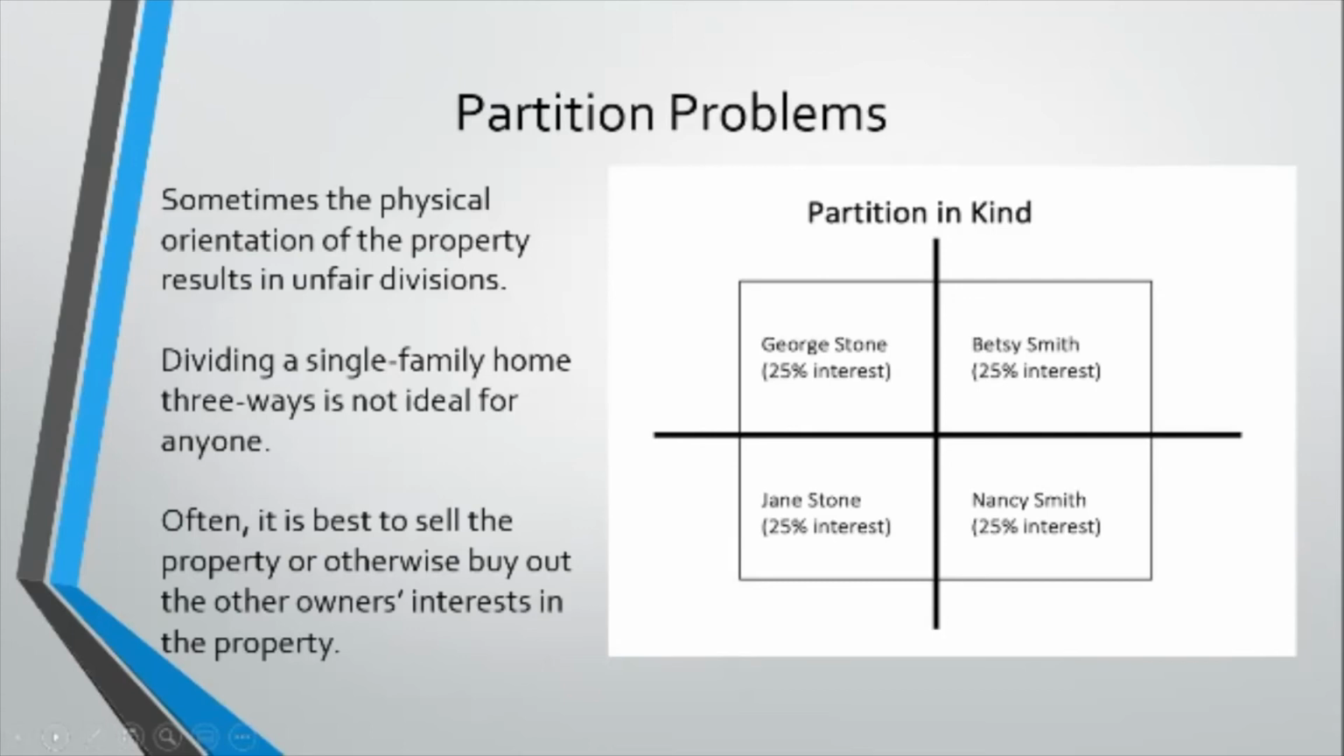It'd be unfair to just give her the worst portion of the land and the other three people get the better pieces of land. Another example would be if a grandparent had 3 grandkids, and those 3 grandkids all had 3 families of their own. It would not be ideal to divide a single family home between those 3 families. Often, it is best to sell the property or otherwise buy out the other owner's interests in the property.